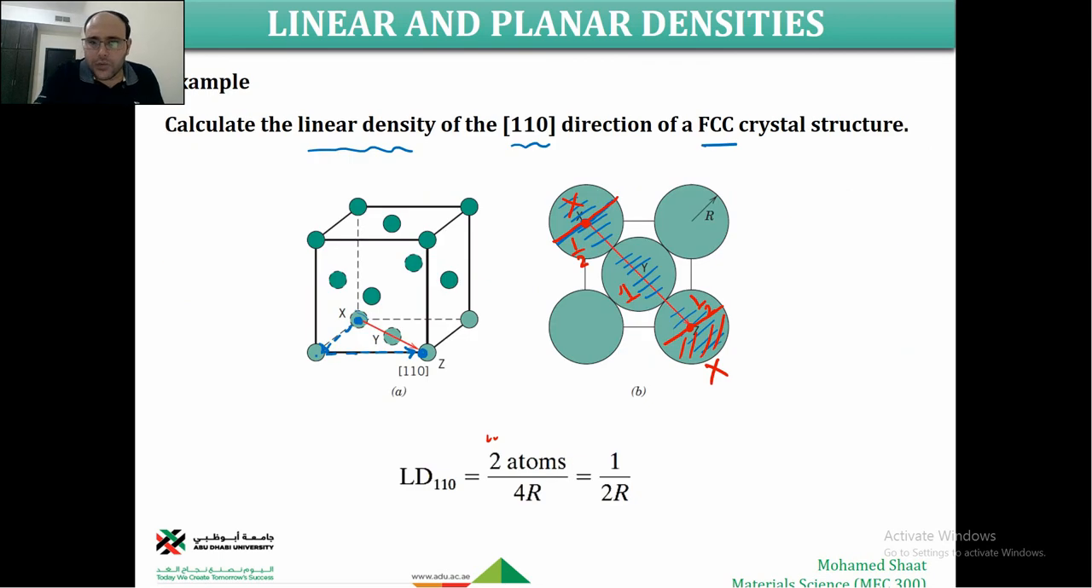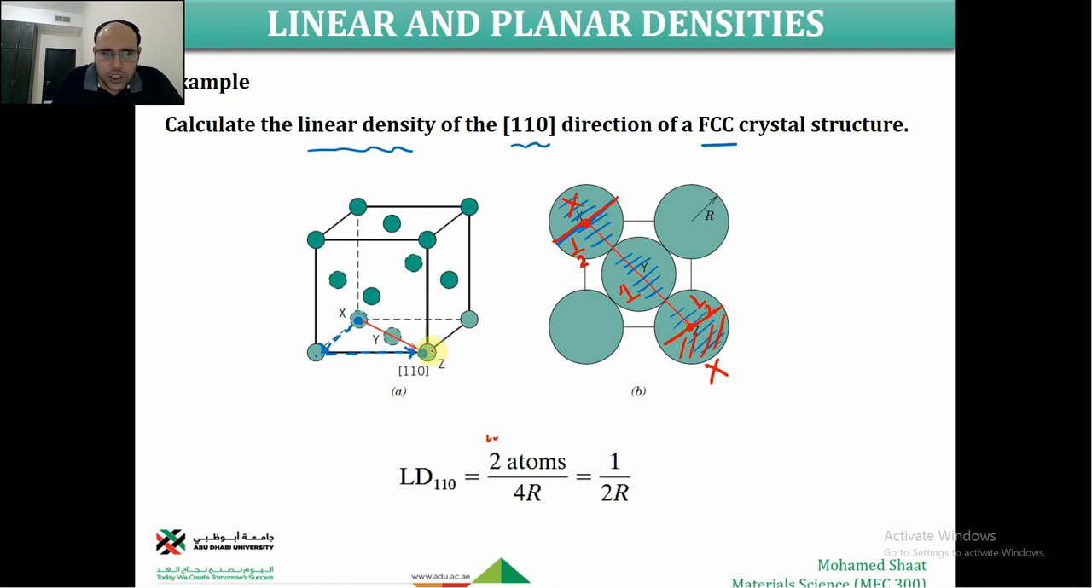So what is the length of this direction? So step 1 is just to draw the crystal. Step 2, draw the vector, draw the direction within the crystal. Step 3, draw the direction and allocate the atoms. Draw the atoms over this direction. Step 4, count how many atoms physically belong to this edge. Step 5, calculate the length of the edge or the direction.